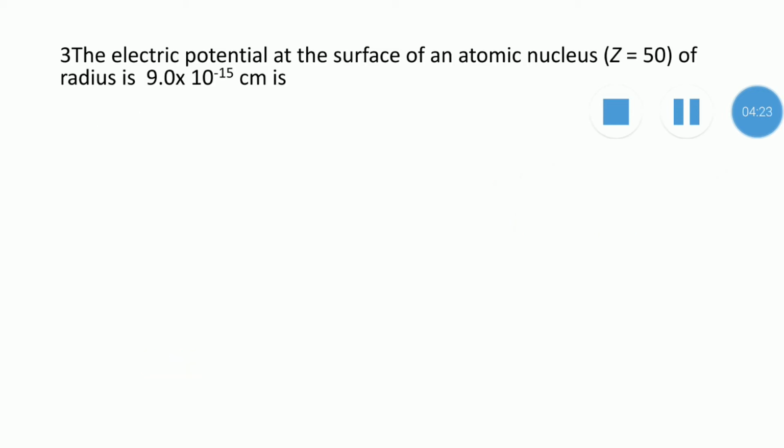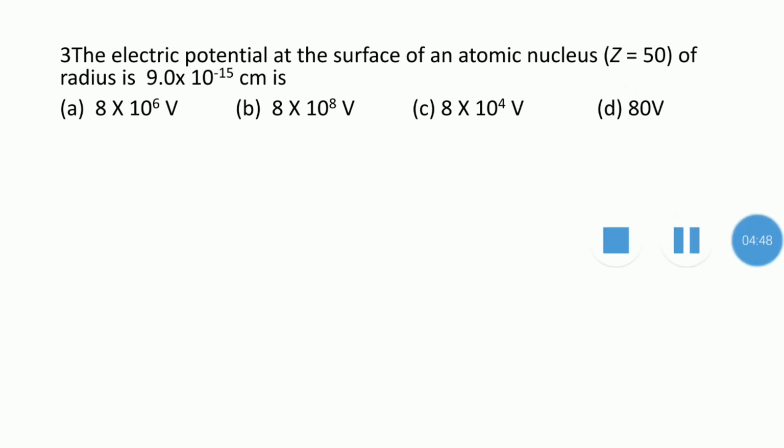Next, we have the third question. The electric potential at the surface of an atomic nucleus of Z equal to 50 and radius 9 into 10 to the power minus 15 is: 8 into 10 to the power 6 volts, 8 into 10 to the power 8 volts, 8 into 10 to the power 4 volts, and 80 volts.